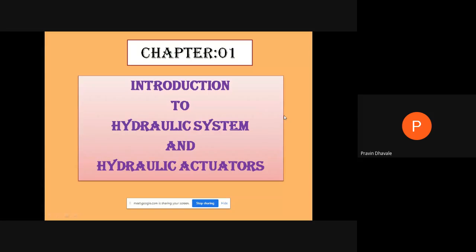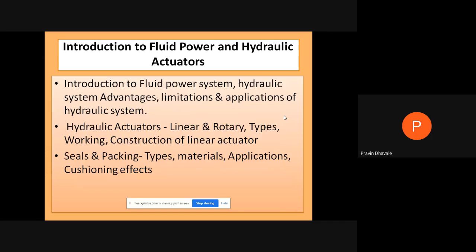We have already started the first chapter, that is the introduction to hydraulic system and hydraulic actuators, in which we have to study what is the fluid power system, what is the hydraulic system, its advantages, limitations, applications. As far as fluid power system is concerned, it is mainly related with liquid and gas, and a liquid is related with the oil. So any fluid power system which is based on liquid, that is the oil, is called a hydraulic system. A fluid power system which has a working medium of gas, that is the air, comes under the category of a pneumatic system.